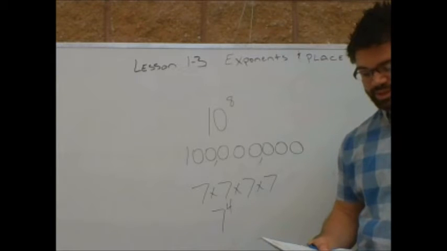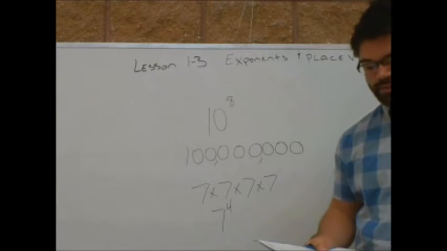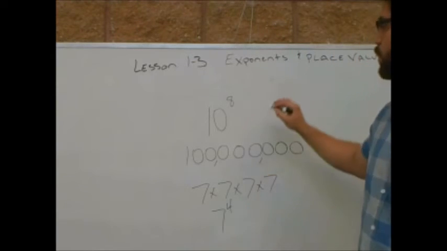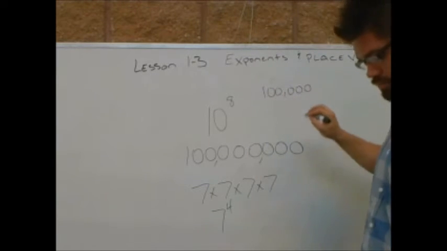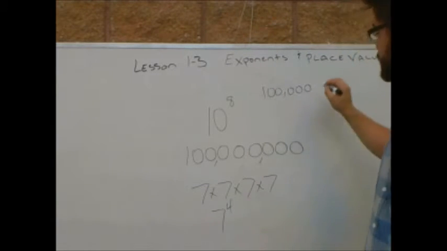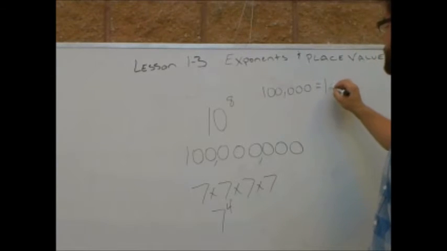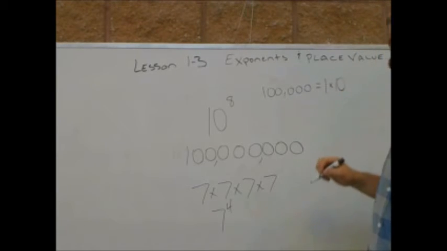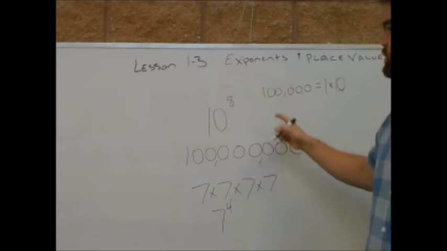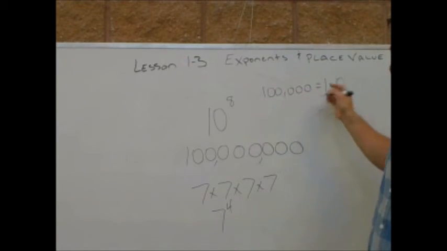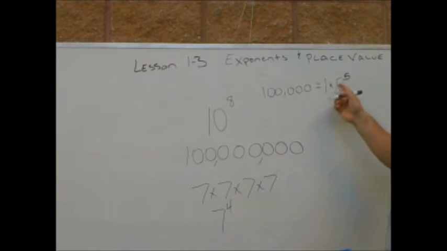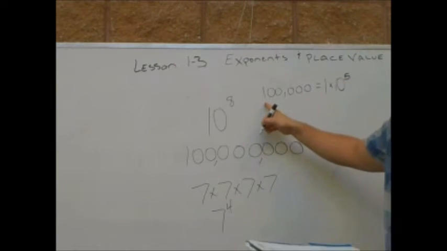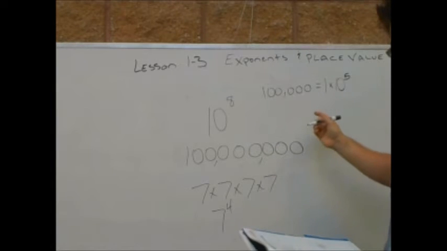So you can use exponents to write a number in expanded form. For example, 100,000 equals 1 times 10 to the power of what? Well, it's 1, 2, 3, 4, 5. 100,000 is 10 to the power of 5. So there's a 1 in front, so it's 1 times 10 to the power of 5.